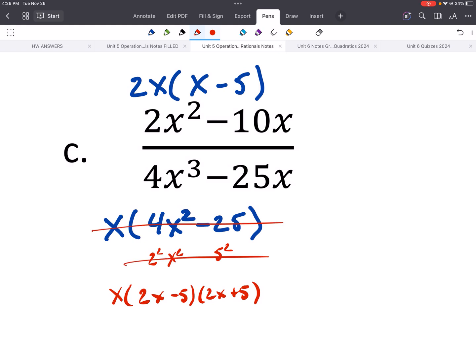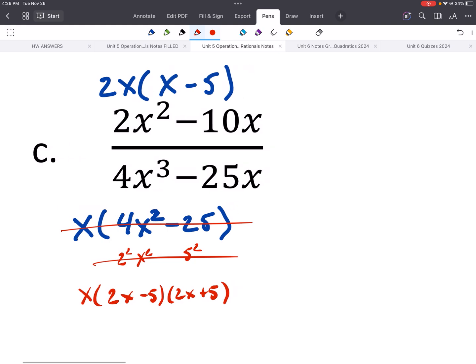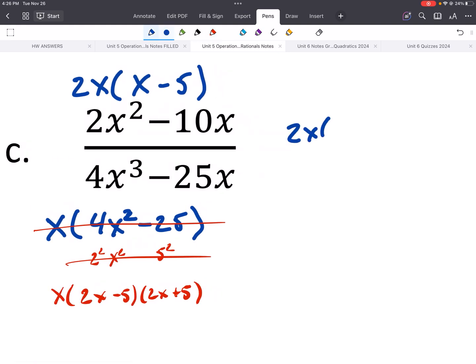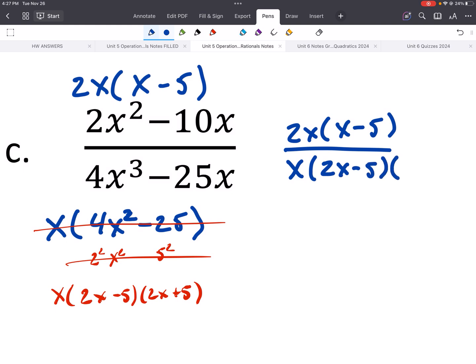Okay, so that's all just simplified, and then we want to see what we could cancel out. So maybe I'll write this out so it's not all over the place. Oops, sorry. Okay, so 2x minus 5 and 2x plus 5. Okay, so I think the only thing we can cancel here, if I did this correctly, let me just double check really quick. Yeah, I think that's right.